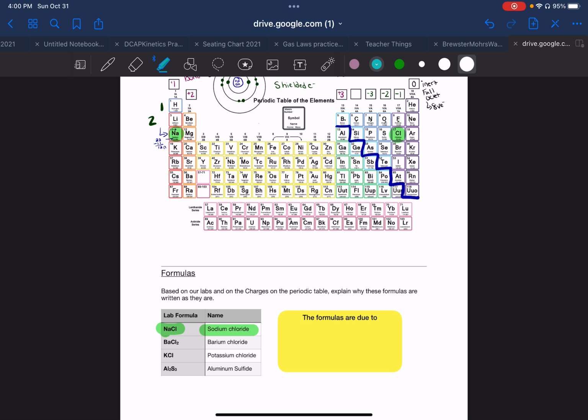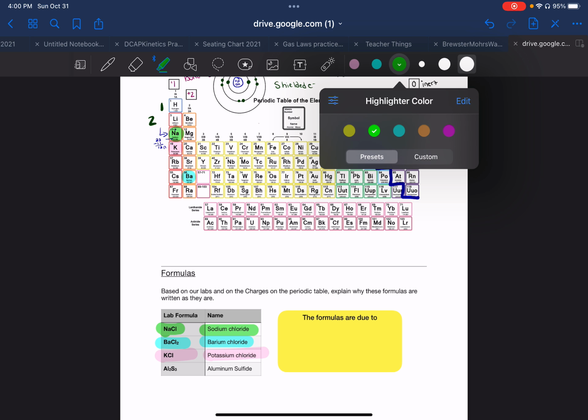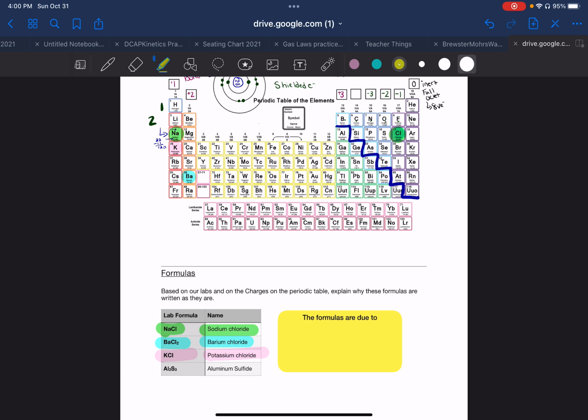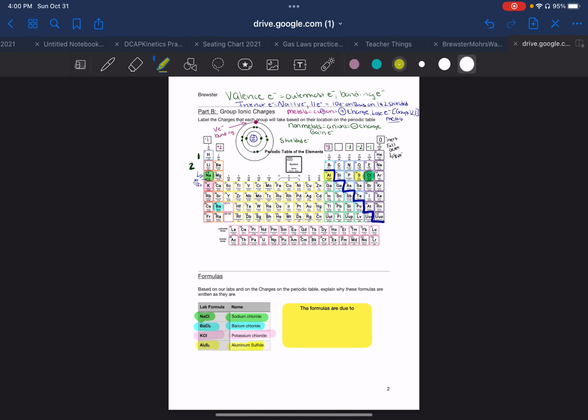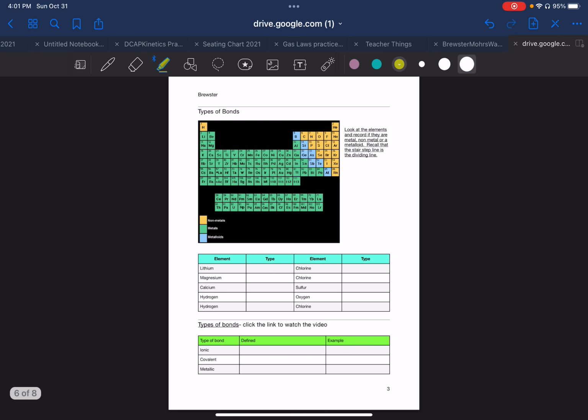Okay. Here is barium. Here's chlorine. Why do I get BaCl2 when I'm writing barium chloride? Here is potassium. Here is chlorine. I get KCl. And the last one we'll do, here is aluminum. Here is sulfur. I get aluminum sulfide. I want you to explain to me why. Look at that logically and see if you can deduce what's going on. And again, there is a hyperlink there for a video.